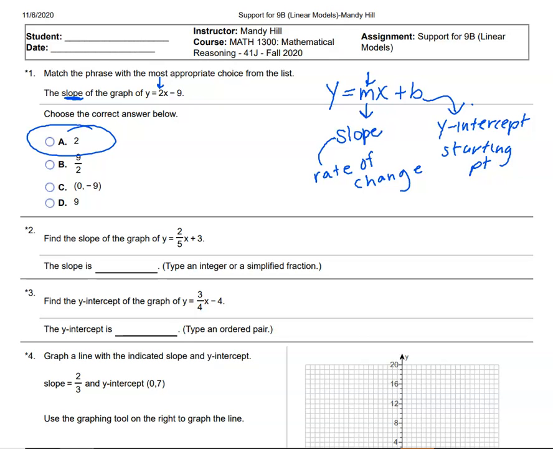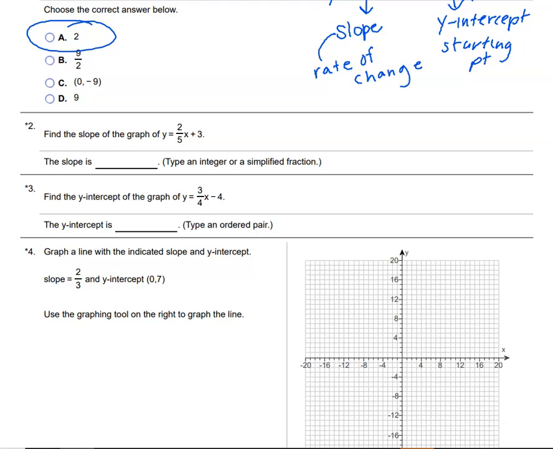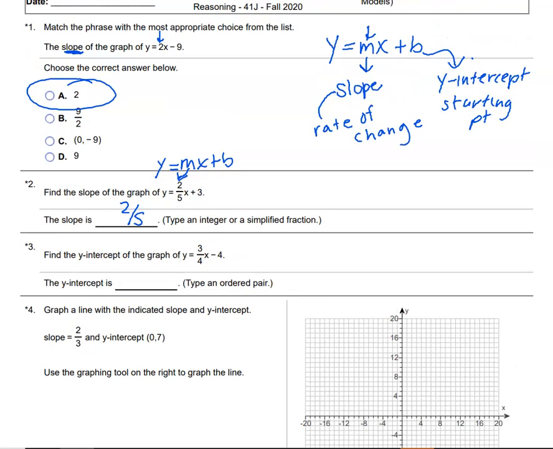So on number 2, it says, find the slope of the graph, y equals 2/5 x plus 3. Well, this is written in that form, y equals mx plus b. So m is the slope in front of the x, so it's going to be 2/5. Find the y-intercept of the graph, y equals 3x minus 4. Well, now we're looking for the y-intercept. The y-intercept is the number that's not connected to the x. It's added or subtracted off of the mx part. And if we match that, that's going to be our minus 4, so it would be negative 4.